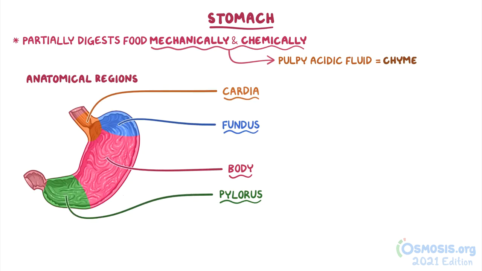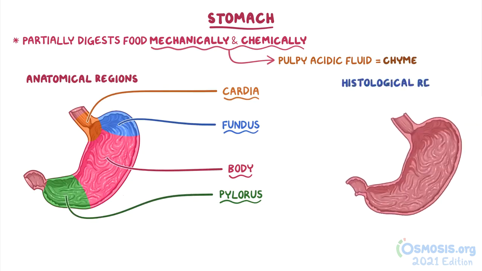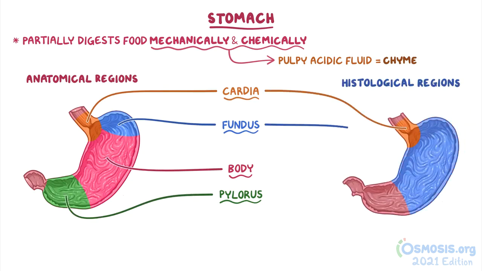But the stomach is only divided into three histological regions: the cardia, fundus, and pylorus. That's because the fundus and the body are histologically identical, so both regions are called the fundus when referring to their histology. The cardia is a small area surrounding the opening to the esophagus which contains cardiac glands that secrete mucus. The fundus is the largest region histologically, since it also includes the body of the stomach as well.